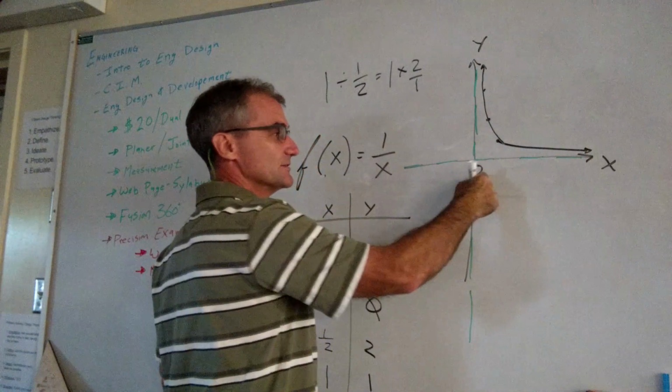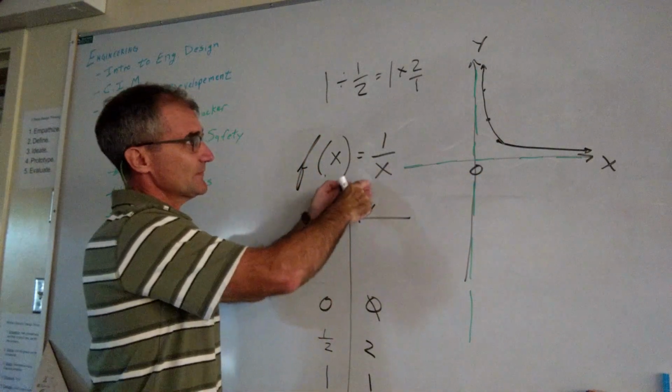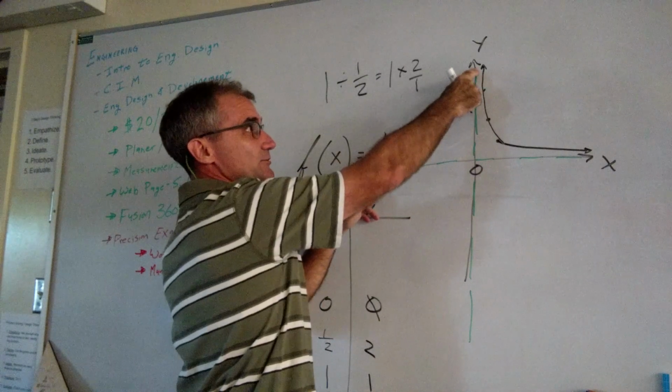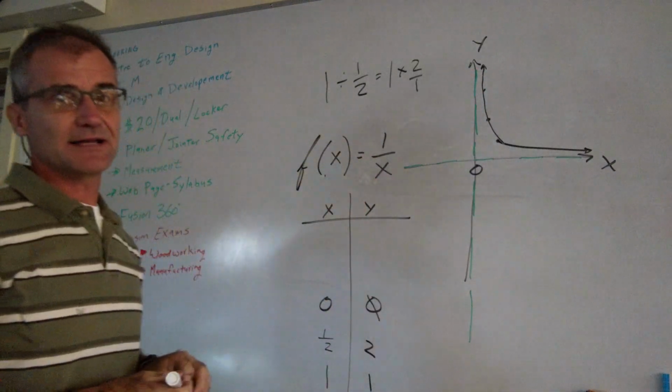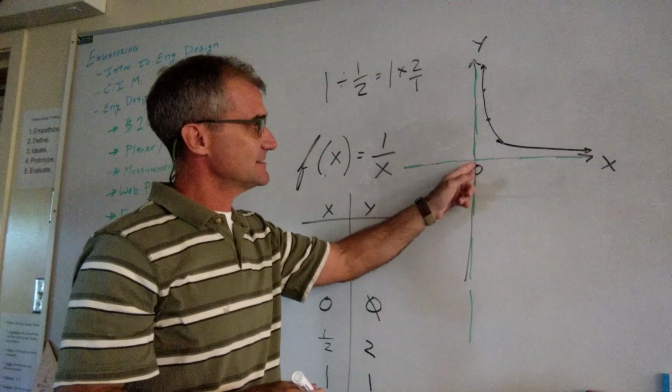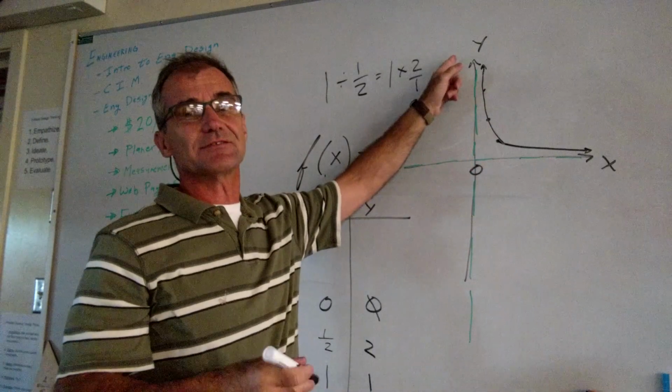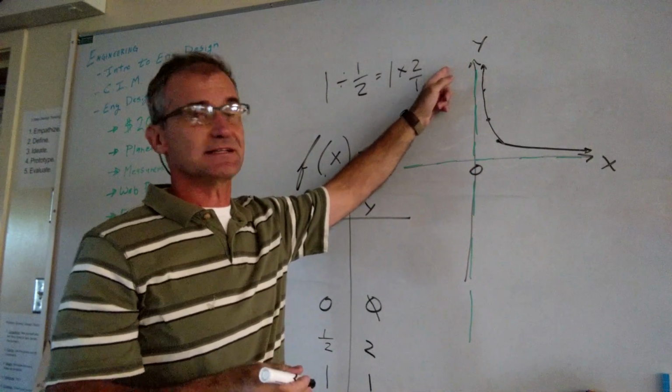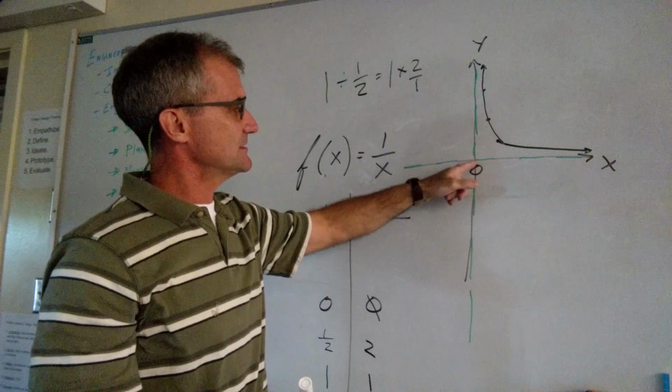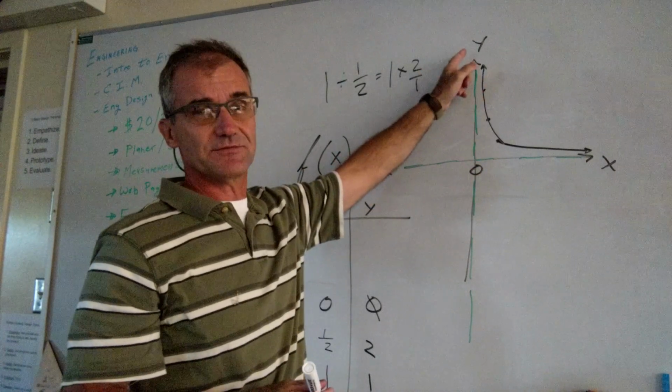So I can see as I get closer and closer to 0 in x, I get closer and closer to a really big number in y. I can't ever actually get to 0, just like I can't actually ever get to infinity. But that's the big idea there. As I get closer to 0, I get closer to infinity.